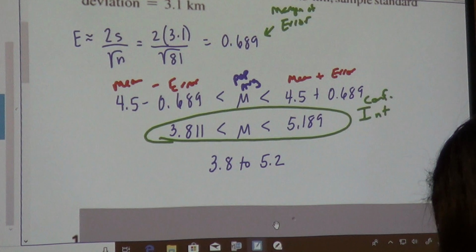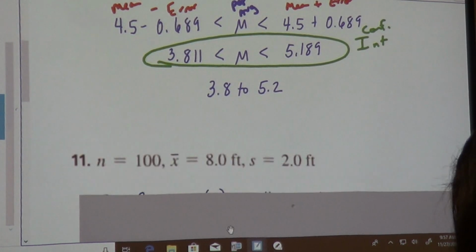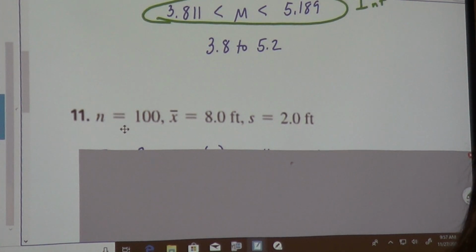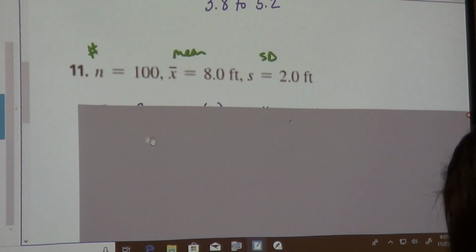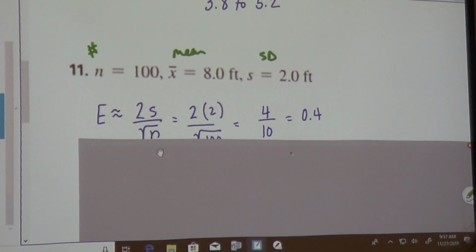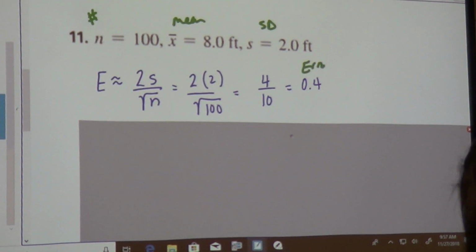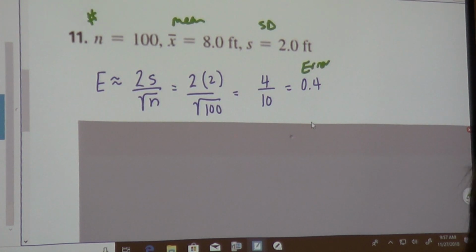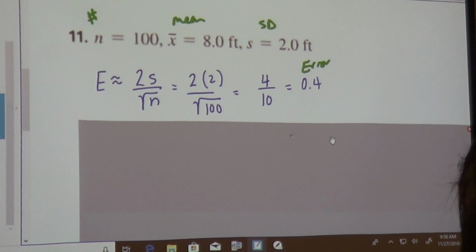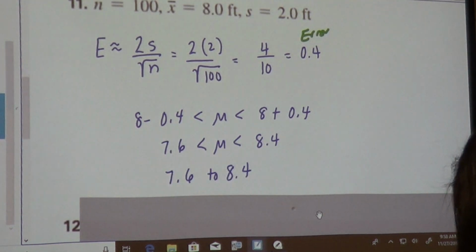And like I said, the homework system will tell you what they want you to round it to. And I did several of these. They're all the same thing. This is the number of people. This is your mean. This is your standard deviation. So I did 2 times your standard deviation divided by the square root of that. So this is going to be my error. And what am I wiggling my error off of? Which is 8. So I'm going to do 8 plus 0.4 and 8 minus 0.4.